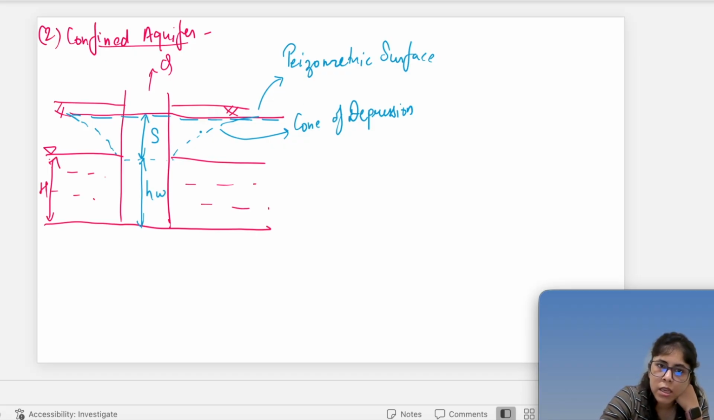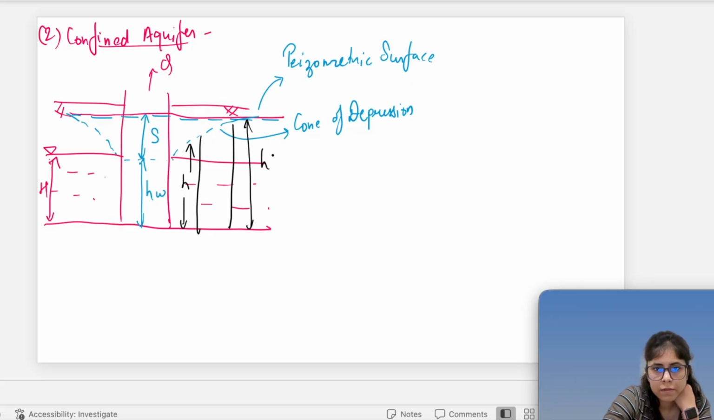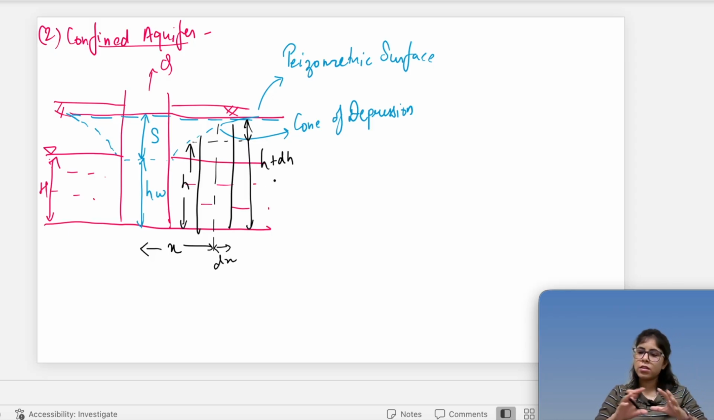And if I want to see somewhere here, this is our observation well. So this is h of observation well, and this is h plus dh. This much is dh, right? This observation well is at a distance x from our actual well, and this much is dx, right? So this is what our setup for confined aquifer is, right?